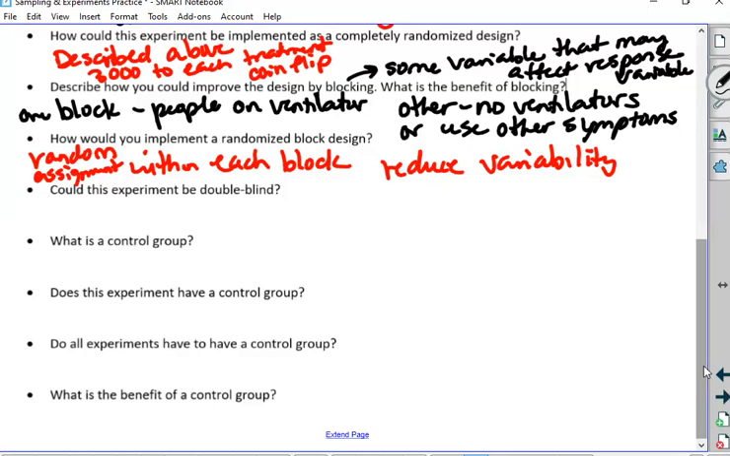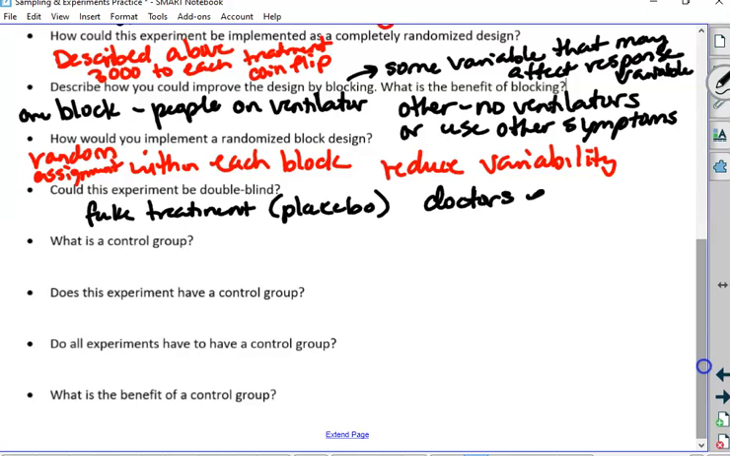Yes, so we could have a fake treatment, which is of course the placebo, and we could have doctors evaluating, not knowing. You know, when I write really fast, I don't spell well. Doctors evaluating, not aware of the treatment. So yes, we could do that.